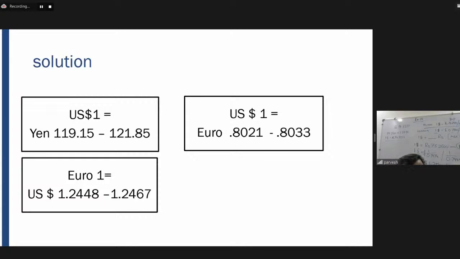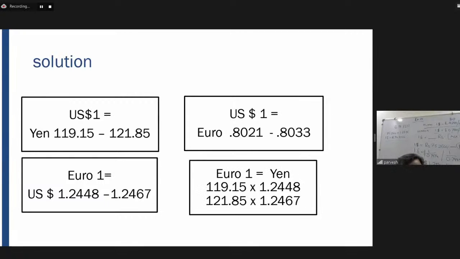First, he'll buy dollars in Japan by selling his yen. Then he'll take that dollar to Europe, and he'll buy euro by selling his US dollars. So which means that we can simply multiply them.